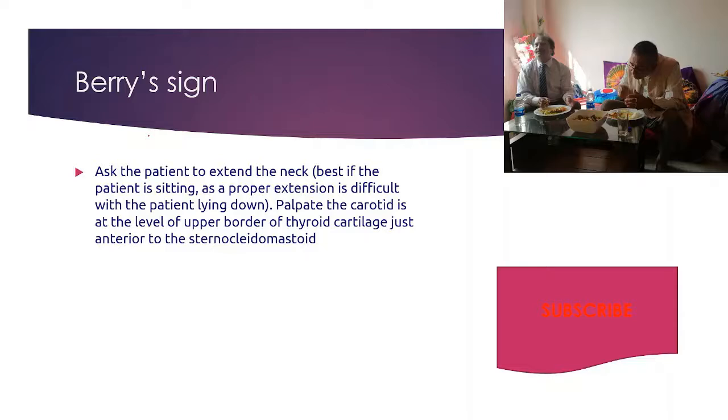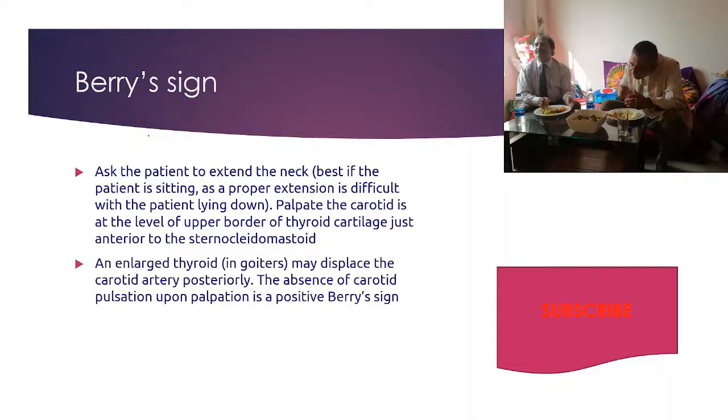We usually feel the carotid pulse at the upper level of the thyroid cartilage, just anterior to the sternocleidomastoid. So at the upper border of the thyroid cartilage, at the anterior part of the sternocleidomastoid, we usually feel the carotid pulse. But in case of an enlarged thyroid gland and malignant thyroid tissue, it will push the carotid artery, and we cannot feel it at that region. It can be felt above, below, or posterolaterally also. That is called Berry's sign.